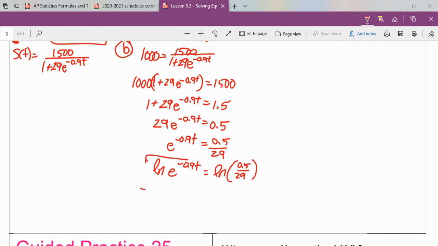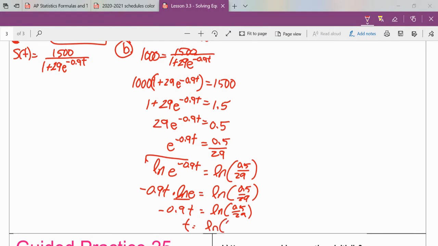Bring this out front, so you have negative 0.9t times the natural log of e equals the natural log of 0.5 over 29. This is 1, so I've got negative 0.9t equals the natural log of 0.5 over 29. And then I'm just dividing by negative 0.9. So t equals the natural log of 0.5 over 29, all divided by that negative 0.9.